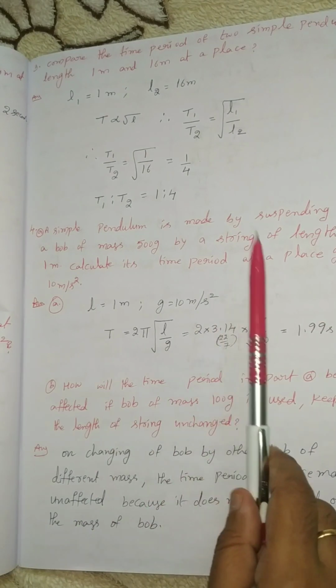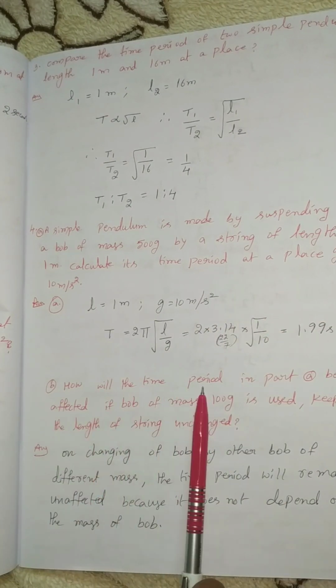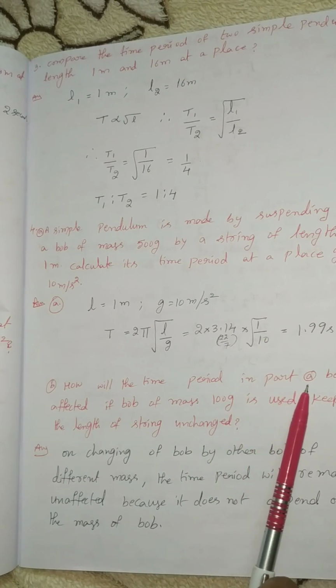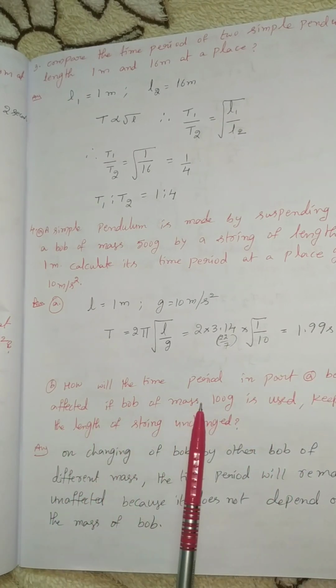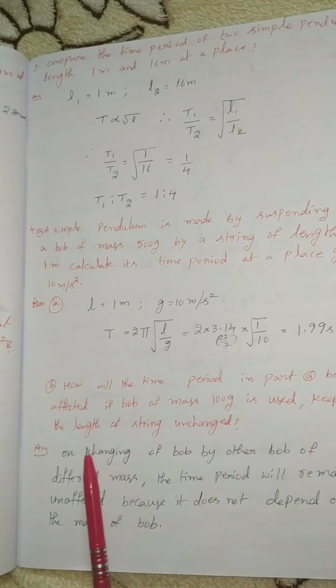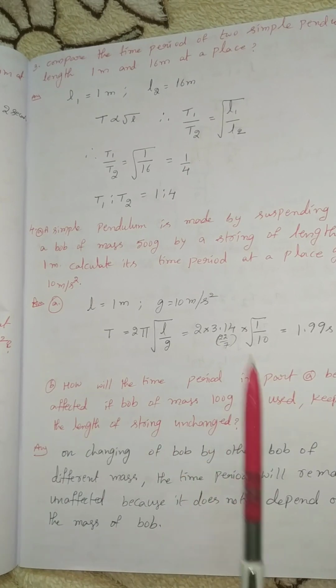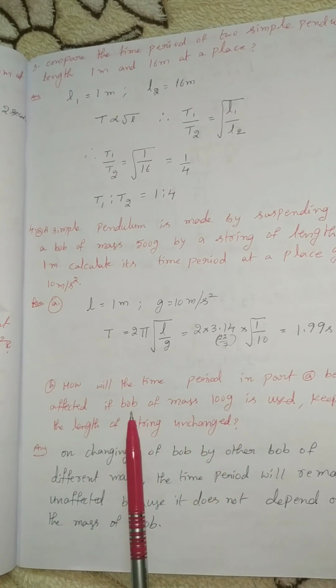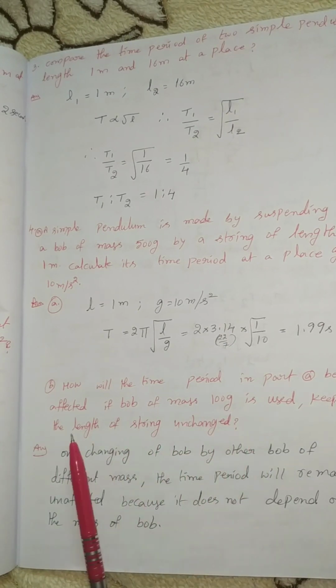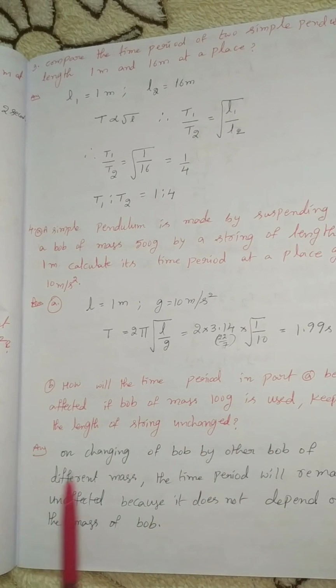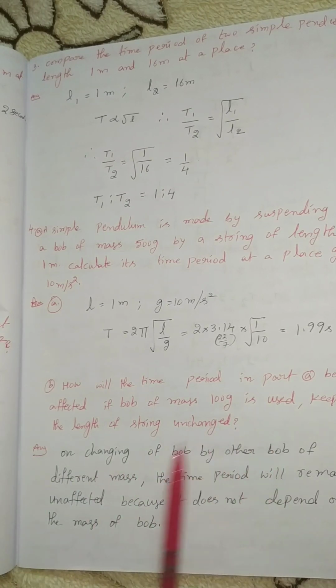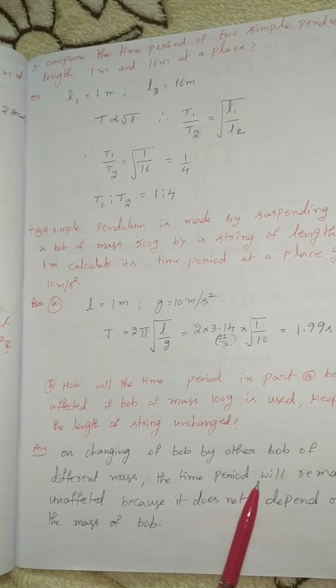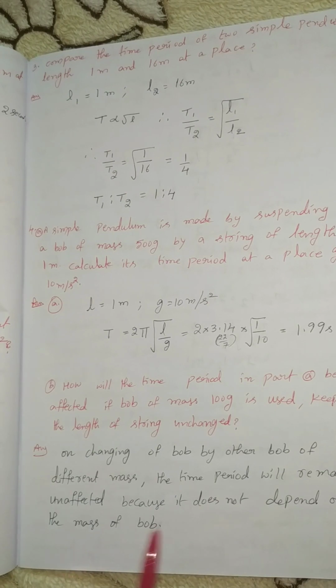So this is the direct formula. Next one, same problem. How will the time period in part A be affected if a bob of mass 100 grams is used, keeping the length of string unchanged? So the mass is changed from 500 grams, but the length of the string is unchanged. On changing the bob by another bob of different mass, the time period will remain unaffected because it does not depend on the mass of the bob.